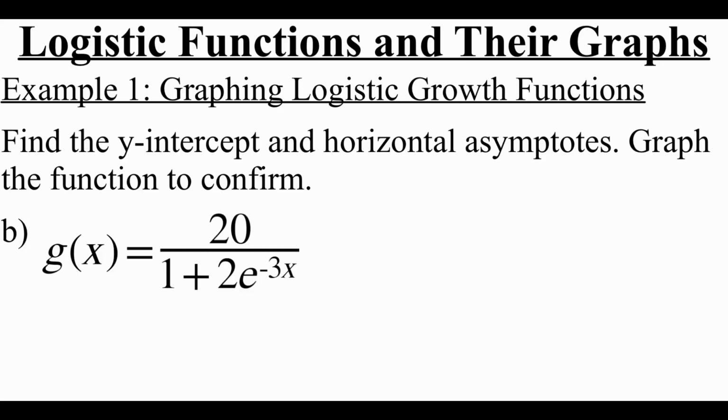Now as we're looking at our next function, we've got g of x equals 20 over 1 plus 2e to the negative 3x. And again, we're going to look first at finding the y-intercept. So in order to find the y-intercept, I want to look at g of 0, meaning that I'm going to plug 0 into my function for the x.